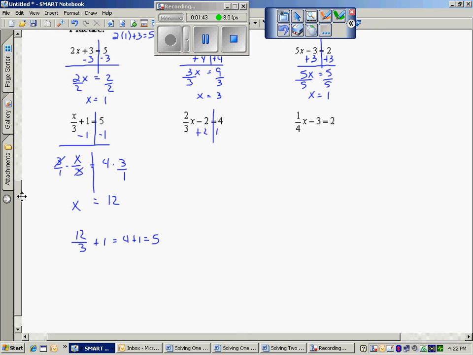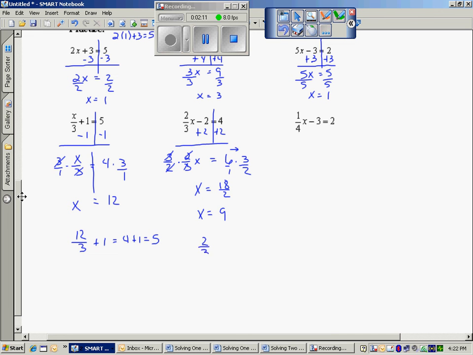Adding 2 to each side, again to get all my pieces on the same side. 4 plus 2 is 6. Using my inverse property, I'm going to multiply by 3 halves on each side of my equality sign. 2 divided by 2 is 1. 3 divided by 3 is 1. x is equal to 18 over 2, multiplying fractions straight across. Reducing that fraction, 18 divided by 2 is 9.